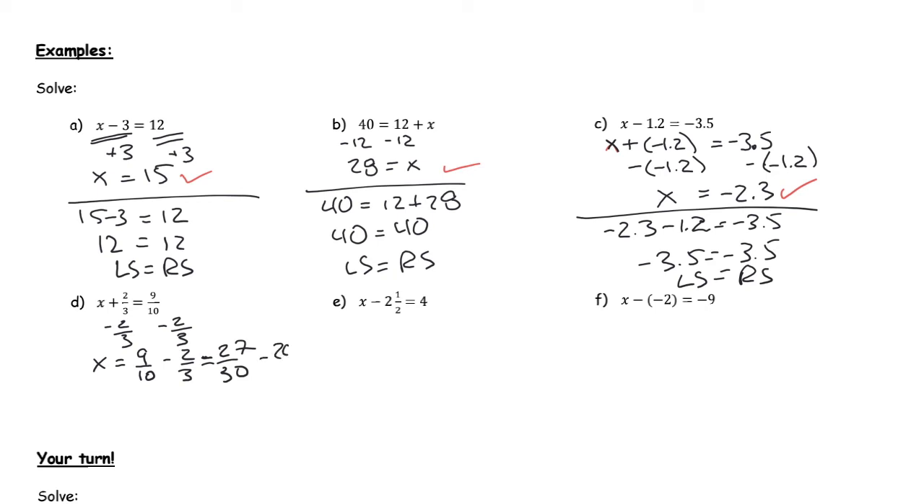So that will be minus 20 over 30. So when all said and done, we're going to get 7 over 30. And I would like to simplify that, but 30 is not divisible by 7. They don't have any common factors, so we're good.